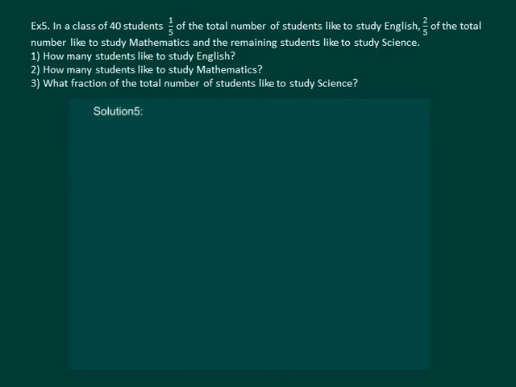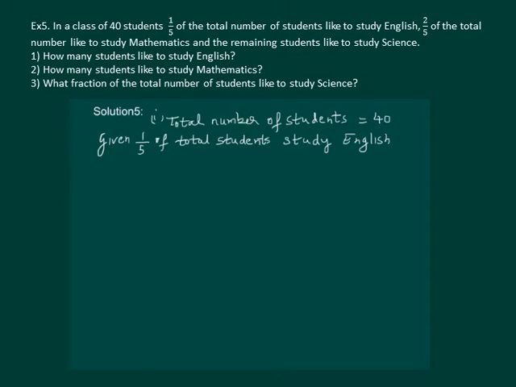Let us read the question. In a class of 40 students, 1/5 of the total number of students like to study English. 2/5 of the total number like to study mathematics and the remaining students like to study science. Then the first part of the question is, how many students like to study English?